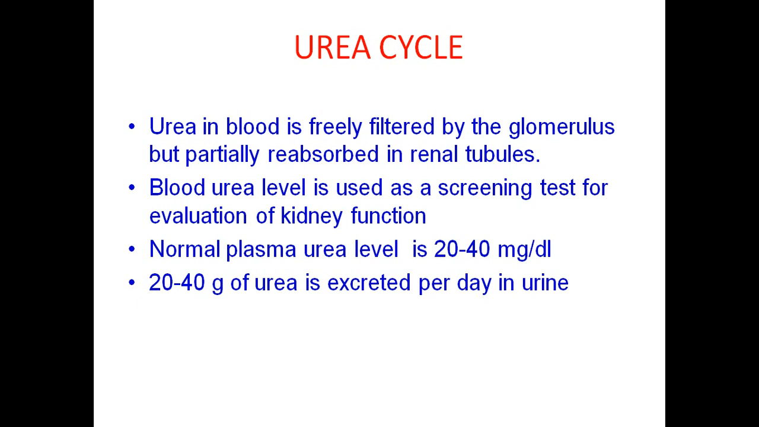So 20 to 40 grams of urea is also excreted per day in urine. Every day, urea that is filtered by the kidneys from the blood is excreted in urine. That ranges about 20 to 40 grams per day. So the kidneys excrete urea in urine, 20 to 40 grams per day.